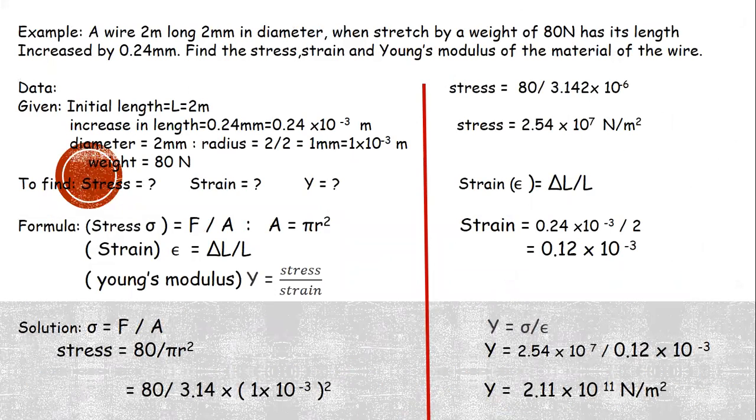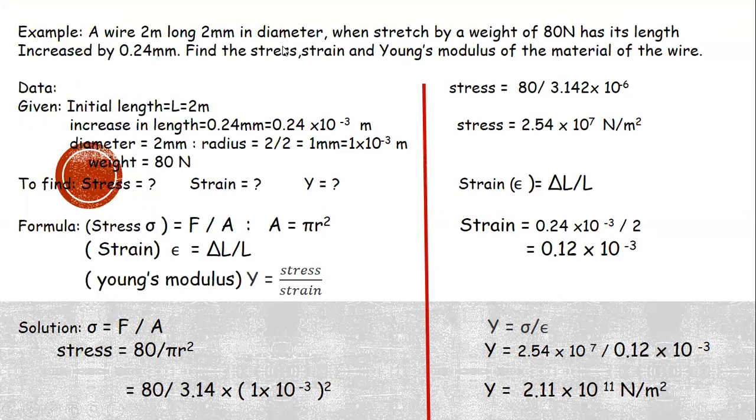Now let's go through a numerical for it. A wire 2 meters long, that is the original length, 2 millimeters in diameter. Obviously the wire has a circular cross-section, so the diameter is 2 millimeters and the radius is half of that, 1 millimeter. Converting millimeter into meter, that is 1 into 10 power minus 3 meter. It is stretched by a weight of 80 newtons, meaning the weight is hung on the wire.